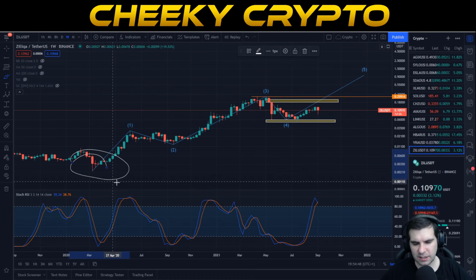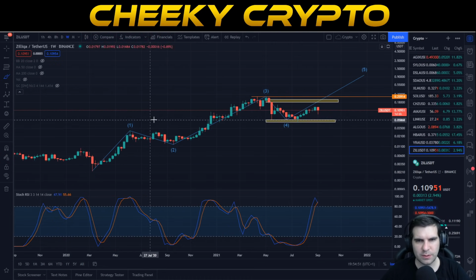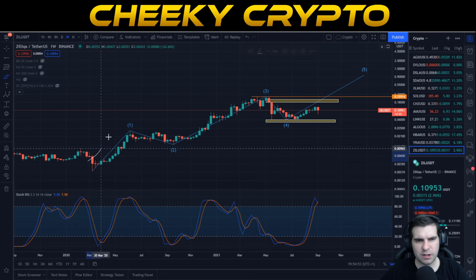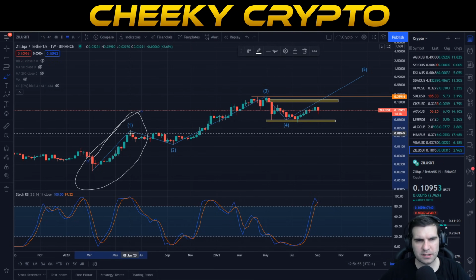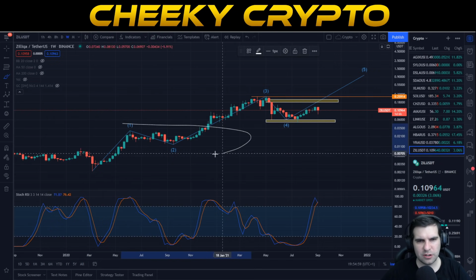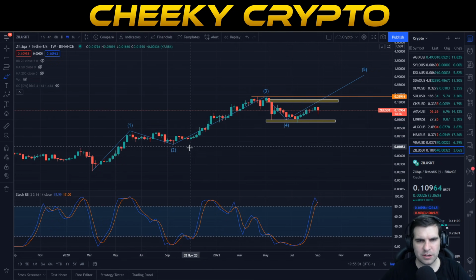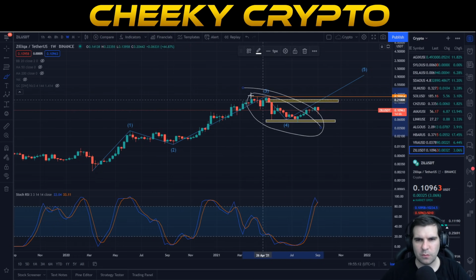Now we can see that everything really kick-started back here in March of 2020, and we had a reasonably good run to start with in this first stage, peaking out in about June for wave 1. We had a good sideways trade here for wave 2, not too bad. We bottomed out in around September time, and then we started to see a nice slow and steady rise for wave 3. Wave 3 peaked out in May before we saw a correction within wave 4.